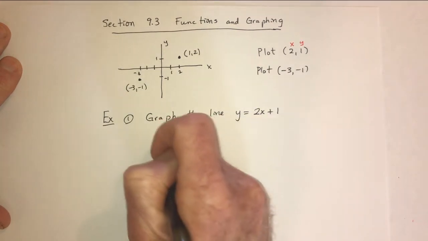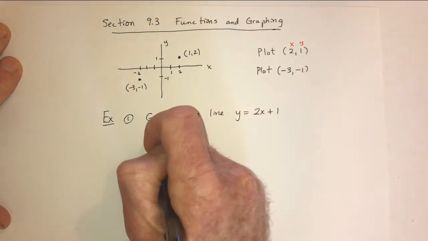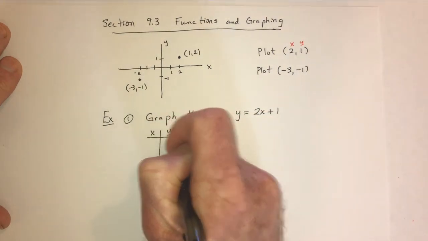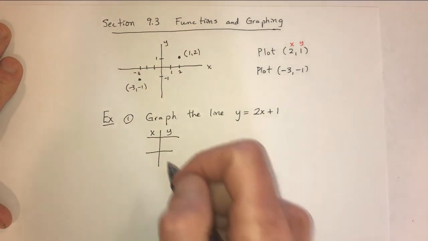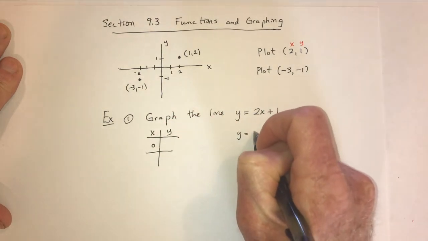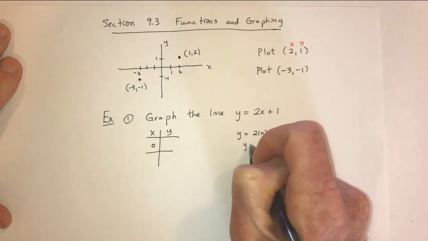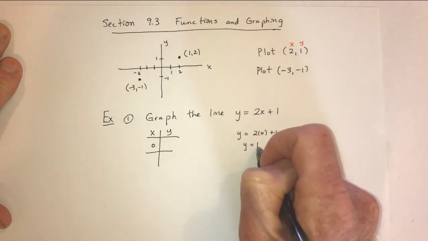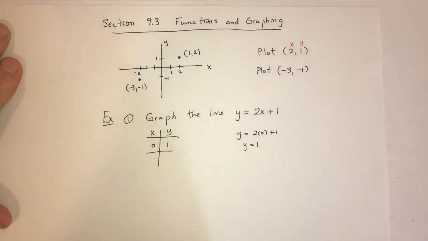So I could make a little table instead of writing it like this. You could write it like that, but you could also make a little table like this. And then just pick a number for x. Okay, 0, that's a good idea. So then y would equal 2 times 0 plus 1. That would be 0 plus 1, so y equals 1. And then record that information over here.